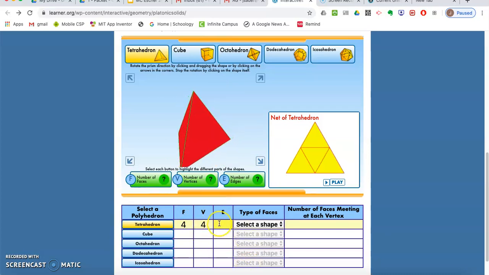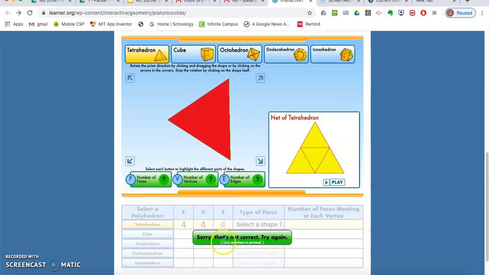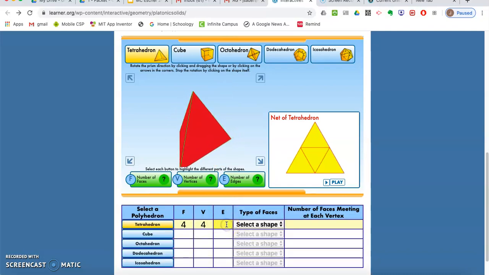So I'm going to answer one wrong here. Let's say that I also think there's 4 edges. Okay, if I press 4 and enter, it'll say, sorry, that's incorrect. I can try again. I just click anywhere and I can try again.